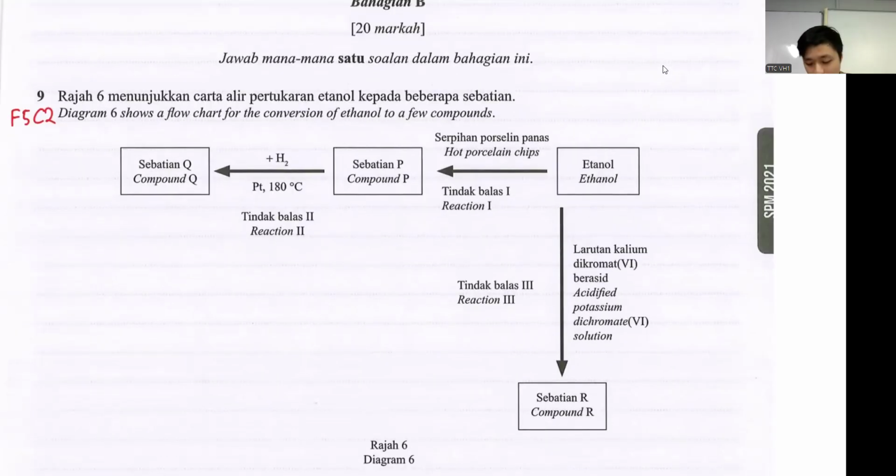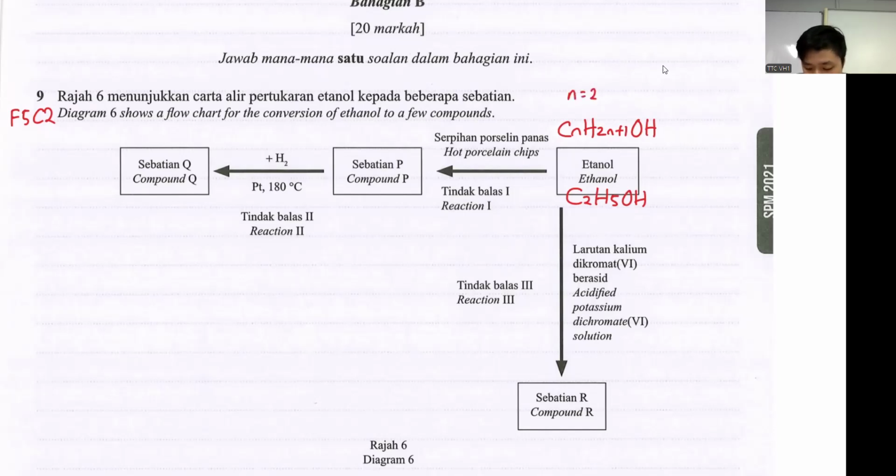Ethanol: ETH means 2 carbon, so the formula is C2H5OH, because the general formula is CnH2n plus 1 OH. You substitute n equals 2 inside because ETH means 2 carbon. Then add porcelain chips. If you see add porcelain chips, this is the catalyst for the reaction. This is minus water. It's called dehydration.